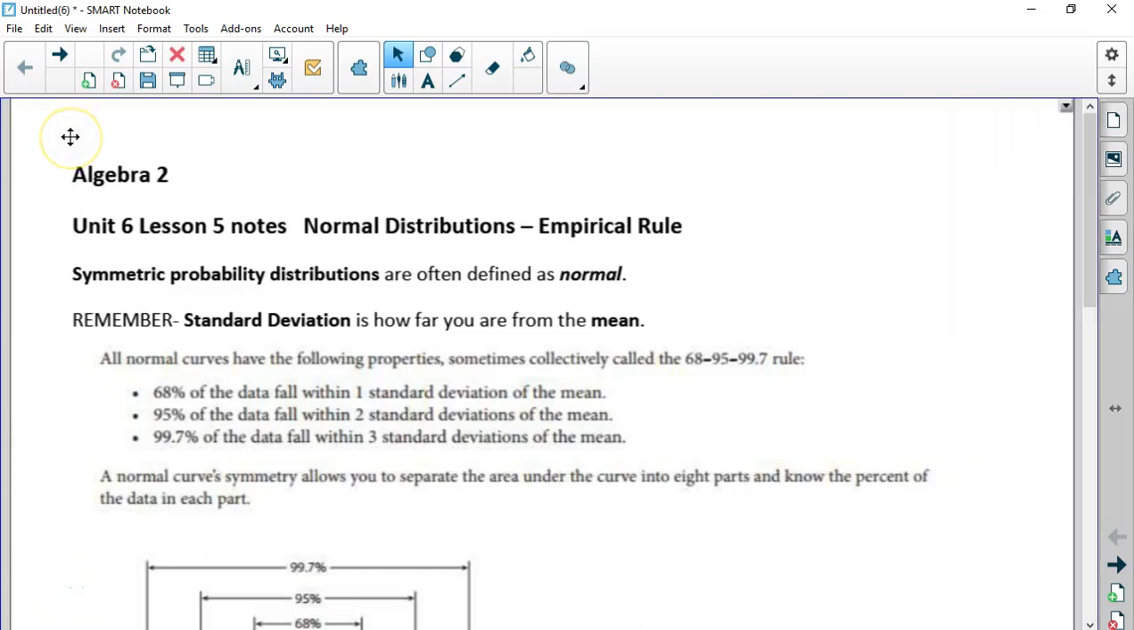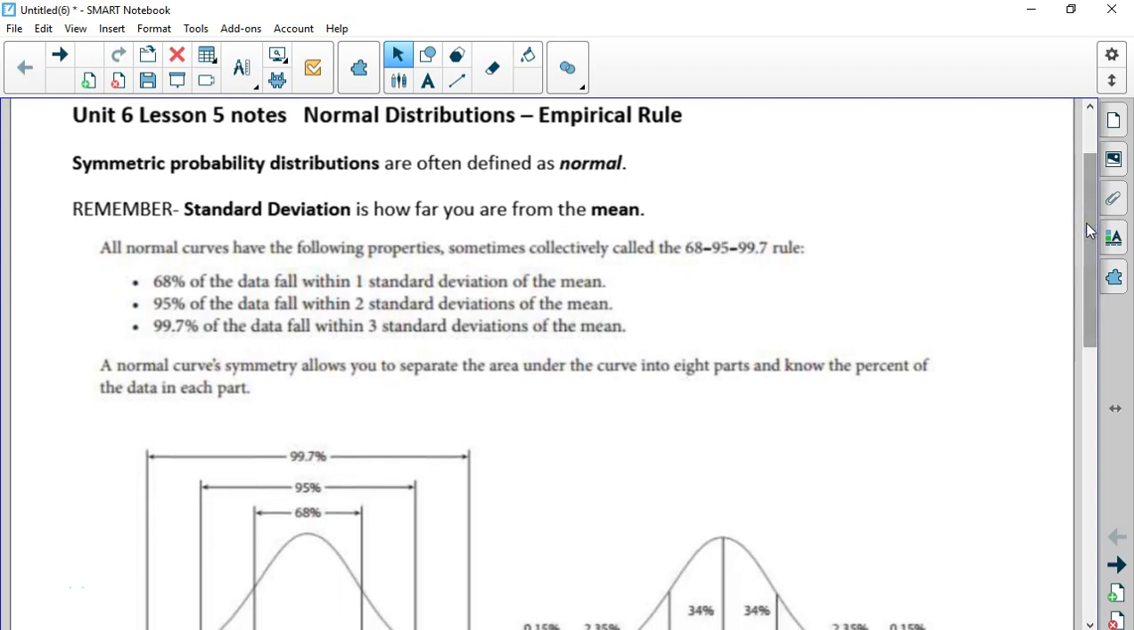Lesson 5, normal distributions and the empirical rule. Symmetric probability distributions are often defined as normal. Remember, and we referred to this already, but if something is symmetrical, then it matches left side to right side. So if you fold it in half, everything would line up, everything would match. That's called a normal distribution because it's symmetrical.